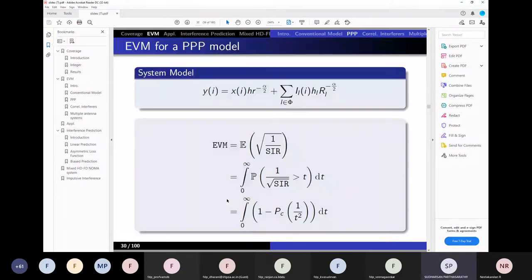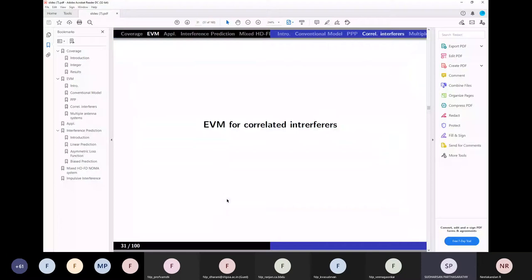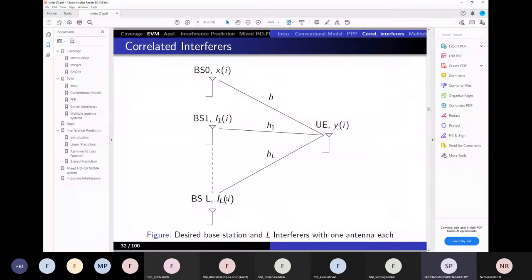Slide number 31. EVM for correlated interference. In whatever we have considered till now, we have considered the interference to be independent of each other. But the interference can also be correlated. For example, here we have one direct channel H, and the channel between the UE and base station 1 is H1. The channel between UE and base station L, which is the interferer L, is HL. These channels, H1 to HL, can be correlated. So we are going to consider EVM for a correlated system.